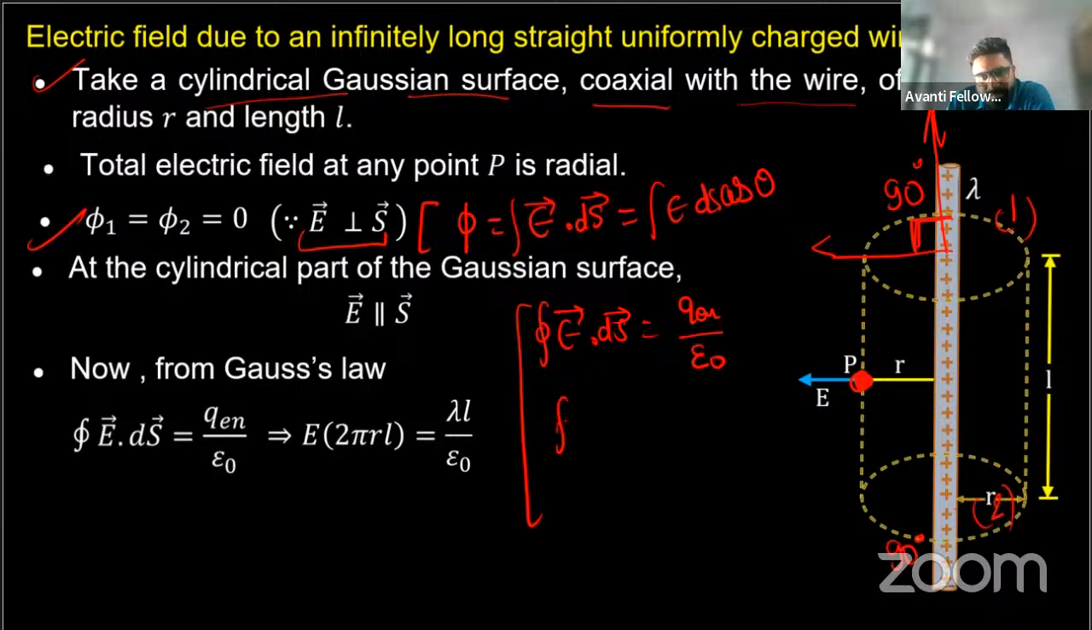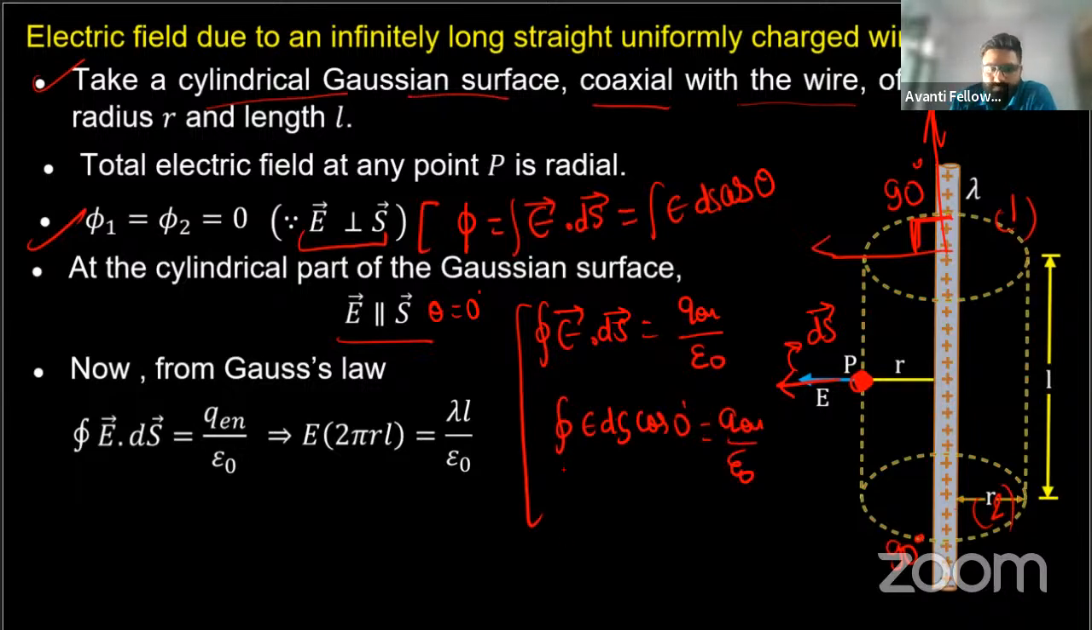Now, E vector we have to calculate. E dot ds is E ds cos 0, because this is ds vector, and ds vector and E vector are parallel. So due to parallel, the angle between them is 0 degrees. So it will become E ds cos 0 equals q enclosed upon epsilon naught. So cos 0 will be 1. So it comes out to be E ds equals q enclosed upon epsilon naught. Now, how much charge will this Gaussian surface contain?